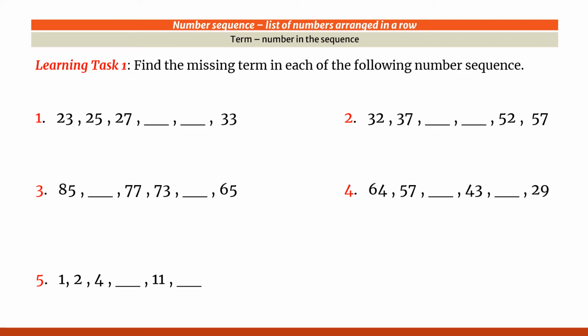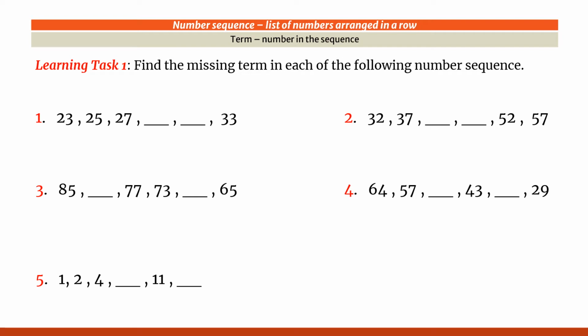Kagaya ng 23. 23 is a term, 25 another term, 27 is another term, and so on. Okay? In this sequence, ilang terms meron tayo? 1, 2, 3, 4 plus 2 unknowns, so a total of 6 terms. Okay? So now, going back, ano kaya yung nawawalang term or terms in sequence number 1. If you look at our given sequence, 23, 25, 27, let us observe and make some pattern if possible.